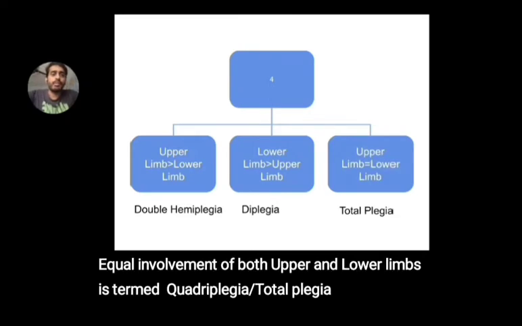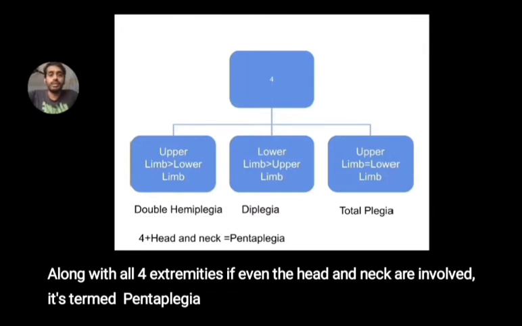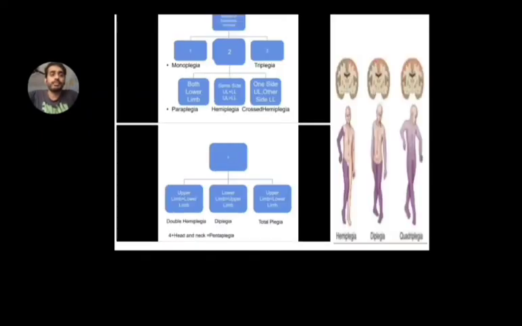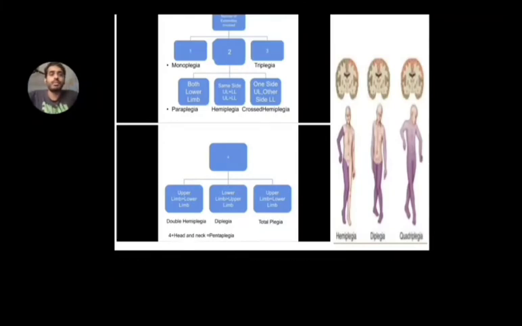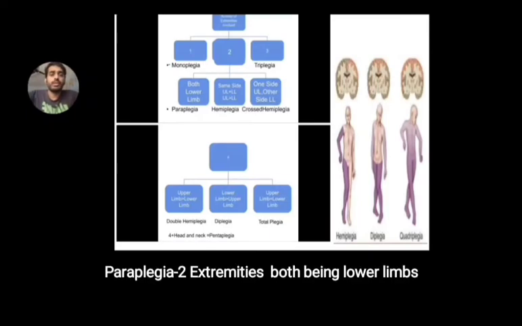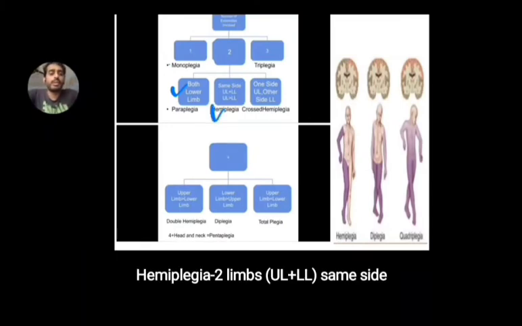If the upper limb and lower limb are both involved equally, then we call it total plegia. And along with all the 4 extremities, if the head and neck are also involved, we use a term called pentaplegia. So summarizing everything, if one extremity is involved, it's called monoplegia. If 2 extremities are involved, both lower limbs involved is called paraplegia. One side upper limb and one side lower limb involved is called hemiplegia.